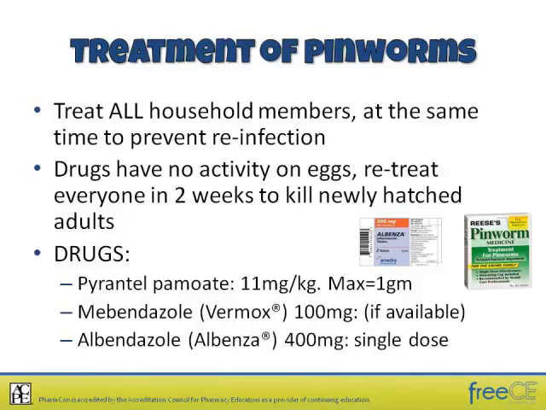The drugs we're going to use are pyrantel pamoate, 11 milligrams per kilogram for a maximum of 1 gram, and that is available over the counter. We've seen shortages with mebendazole and Vermox. You might not be able to get a hold of that drug. Then we can use Albenza or albendazole as a single dose, much more expensive than the Vermox was, but the pyrantel pamoate seems to still be effective for pinworm infections.